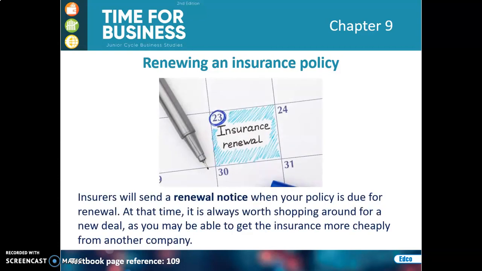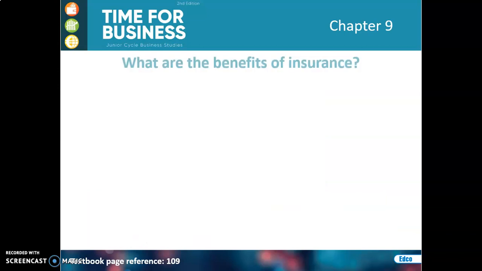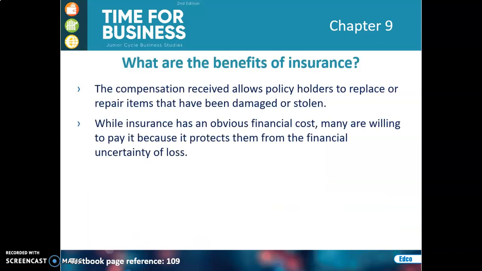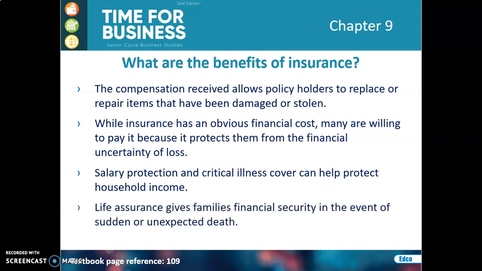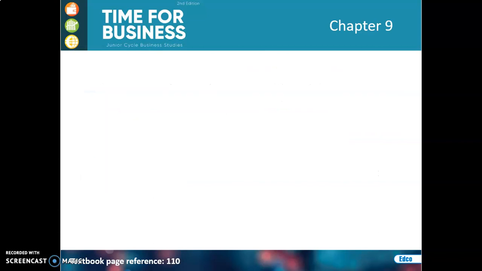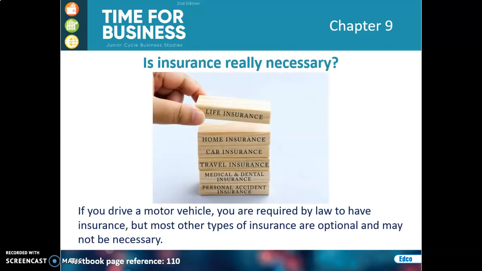To renew a policy, the insurance company will send you out a reminder every year, and you should always shop around to make sure that you can get the best possible deal each year. The benefits of insurance are that you can replace or repair damaged items, and it will protect you from big uncertainty of loss, and it'll help you with your household income for salary or critical illness cover. And it's definitely required by law for motor vehicles. The rest of it is kind of up to yourself.